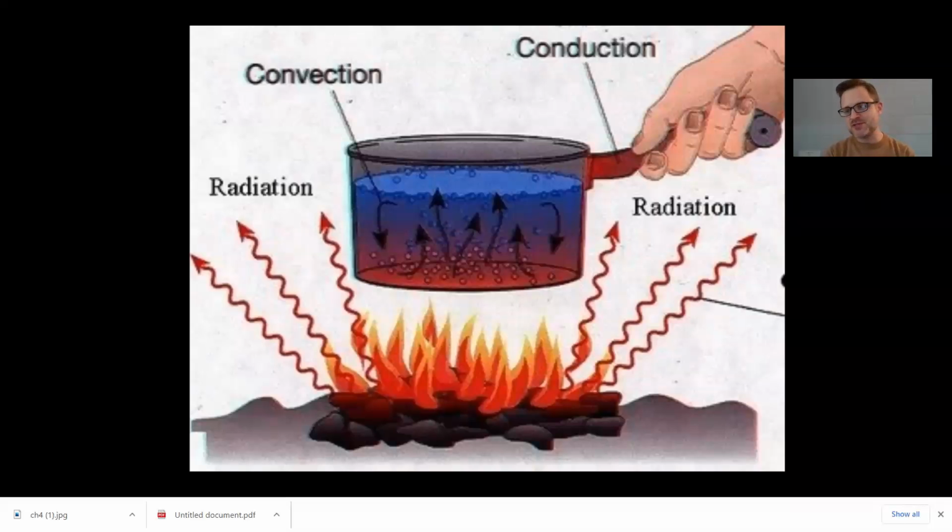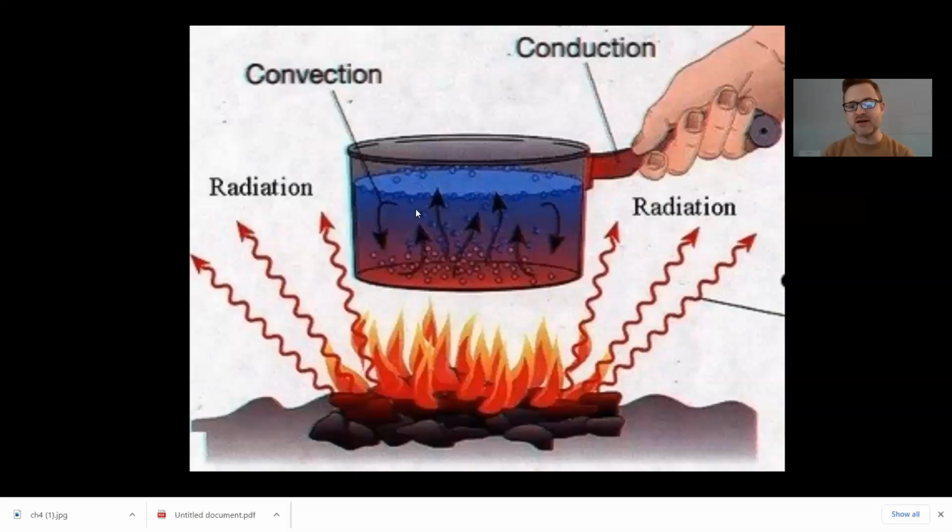So in this picture, you can see there are 3 different ways of transferring energy. There's conduction, there's convection, and there's radiation. This is a person holding a pot of water over an open flame. Conduction would be transferring energy, in this case heat, from solid to solid, so from the handle of the pot to the person's hand. Convection is transferring energy through a liquid or a gas.